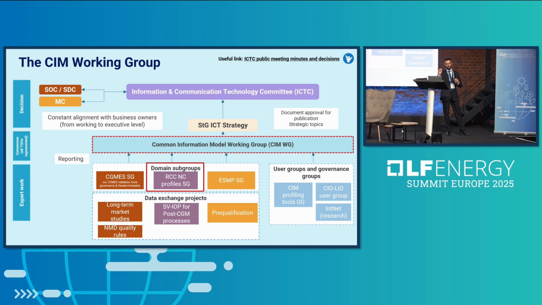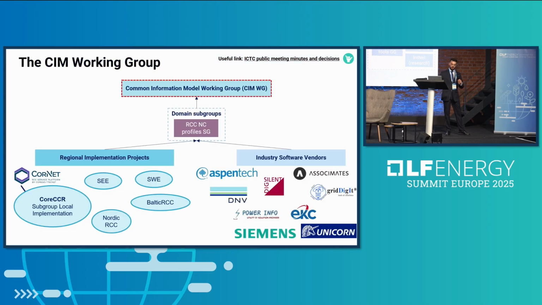Within the CIM working group, there is a subgroup, which is called the RCC Network Code Profiles subgroup, which goes the extra mile and collaborates with regional implementation projects. These projects are in charge of implementing the software for their region. And we also collaborate with relevant industry software vendors. The ones you see in the picture are the ones we collaborated with in the 2025 SVIOP that I will talk about in a second. Okay?